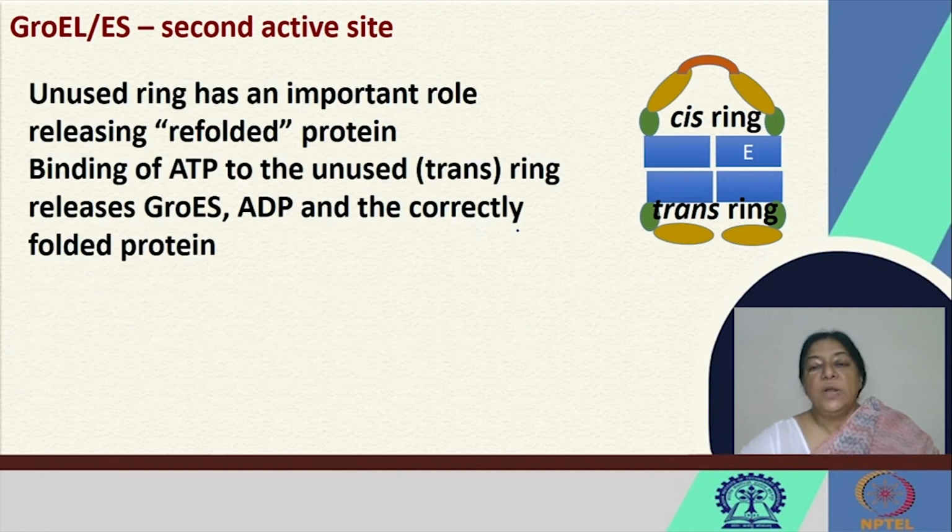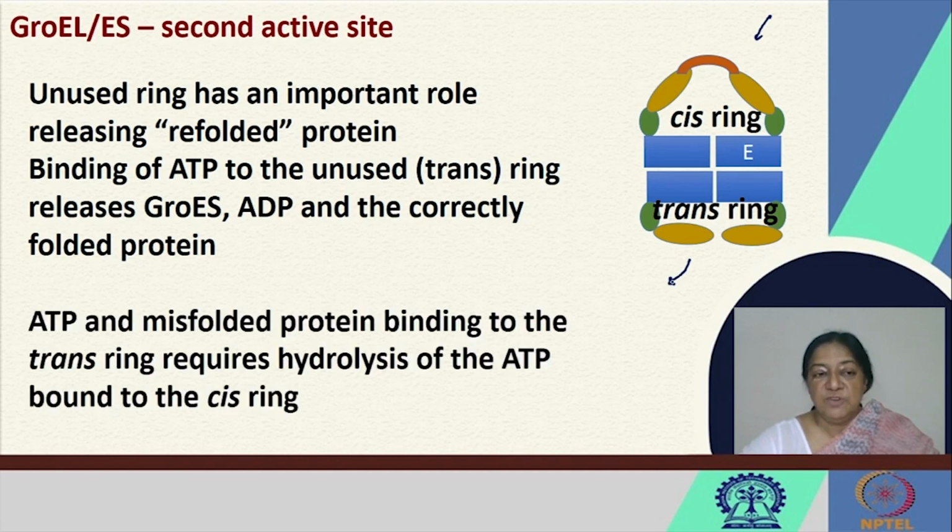And what happens is the unused ring, the one that is not active at that point, has an important role that releases the refolded protein, and the binding of the ATP to the unused, that is the trans ring, releases the GROES, ADP, and the corrected folding protein. So we have the entrance at a point, we have the release of the folded protein at a point, and it takes place through this ATP hydrolysis.